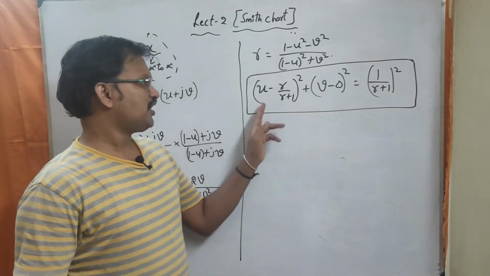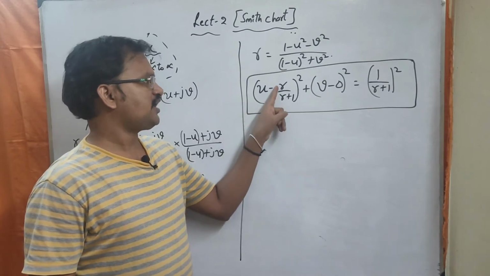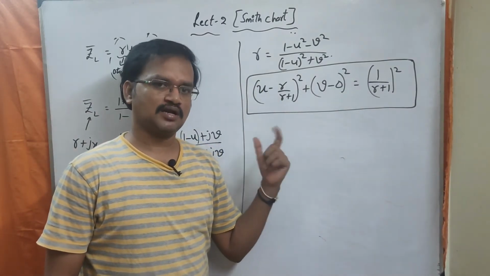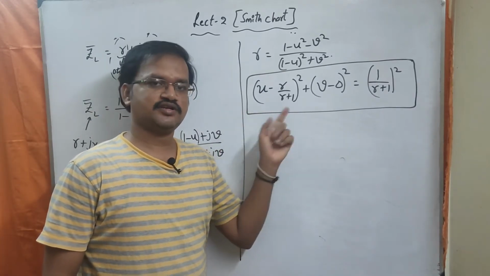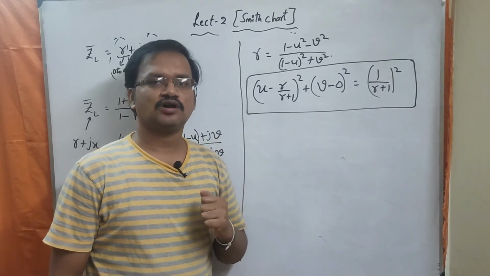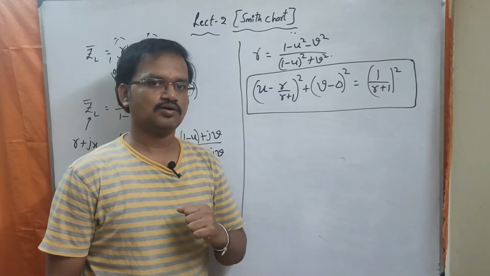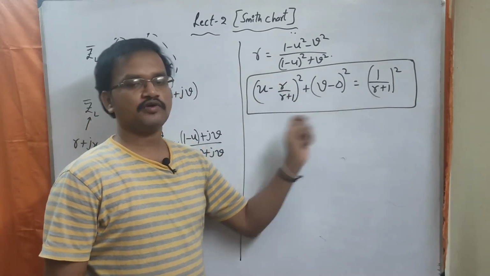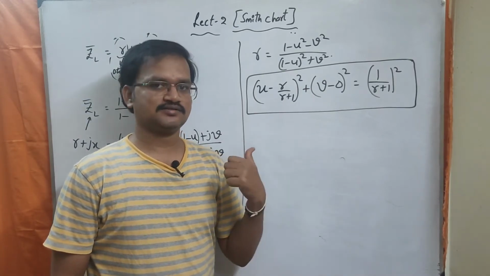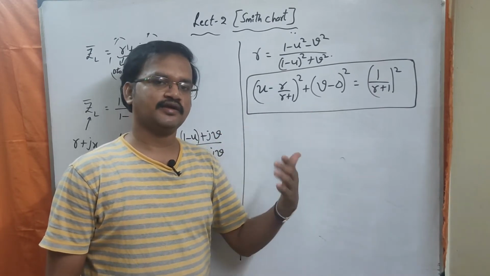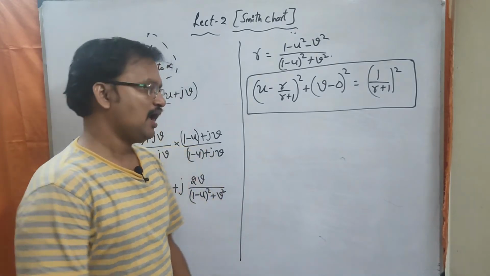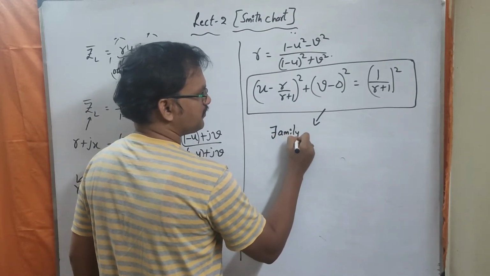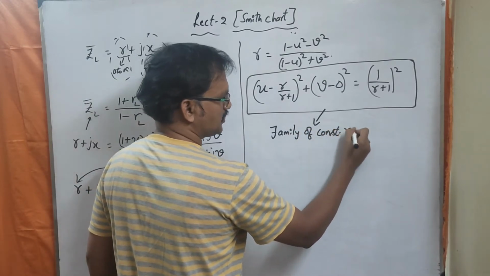In this equation, for each and every value of resistance you get one circle on which the resistance is constant, and hence that circle is called a constant resistance circle. For different values of resistances, we get different constant resistance circles. Hence this equation represents a family of constant resistance circles.